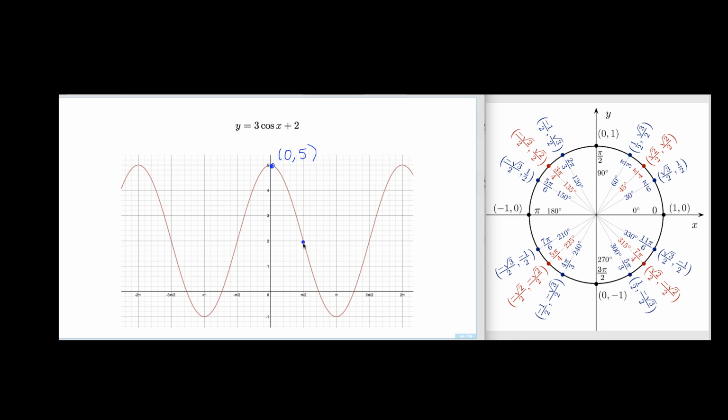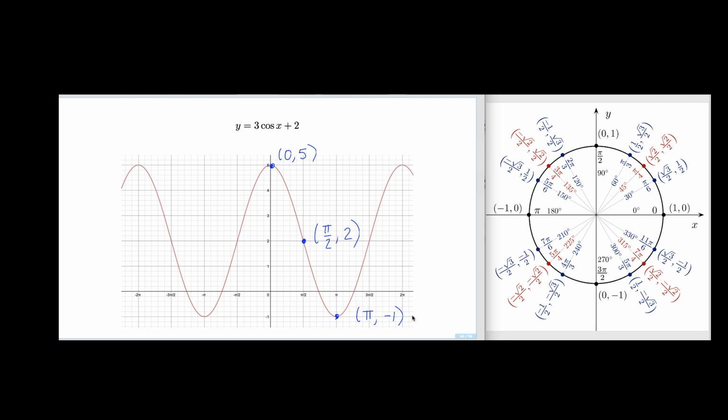What about, let's say, pi over 2? Cosine of pi over 2 we know is 0. 3 times 0 is 0, plus 2 gives us the point (pi over 2, 2), etc. You can find all of the important points on our function by plugging in as well. So when x is equal to pi, cosine of pi is -1. We multiply that by 3, we get -3, plus 2 gives us -1.